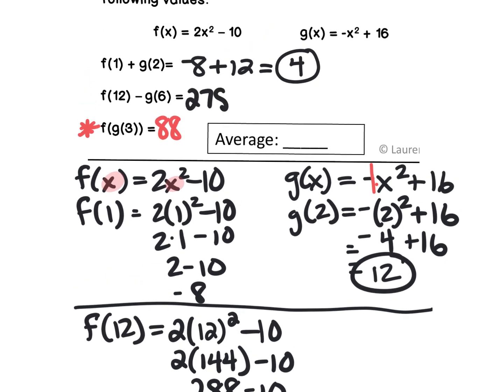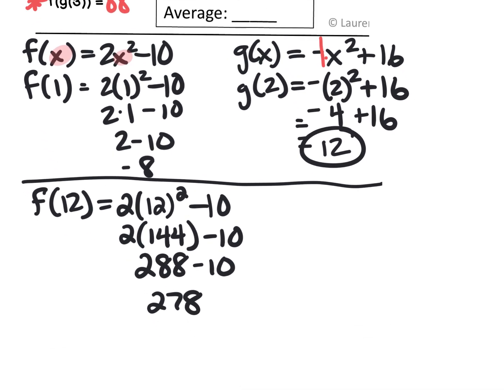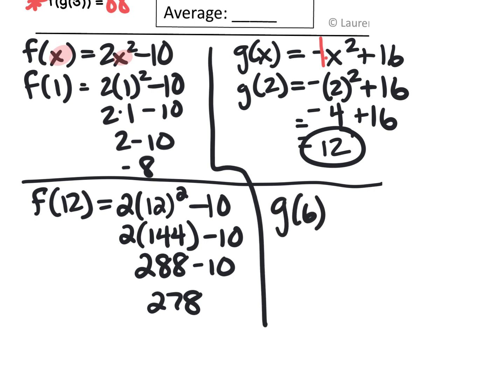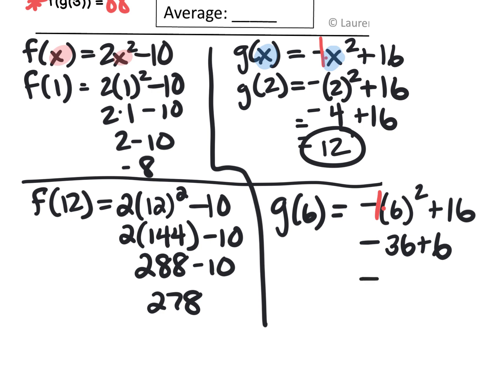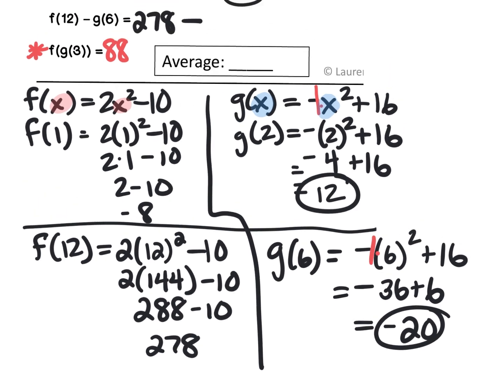That's 278 minus, now I need to do g of 6. Okay, so let me make a little line down here. So g of 6, what I'm doing is I'm going into g of x, and where I see those x's, I'll put a 6 in now. So it's negative 6 squared plus 16. The negative sign comes down. Remember, that's like saying negative 1 times 6 squared. So it'll be negative 36 plus 16, which is equal to negative 20. So let's put that up here.